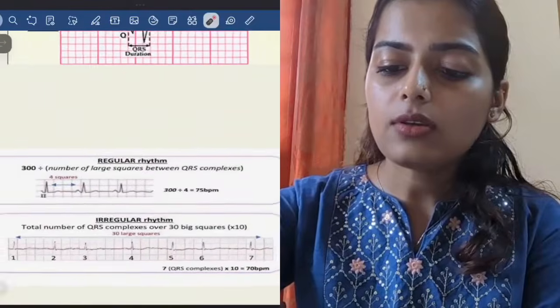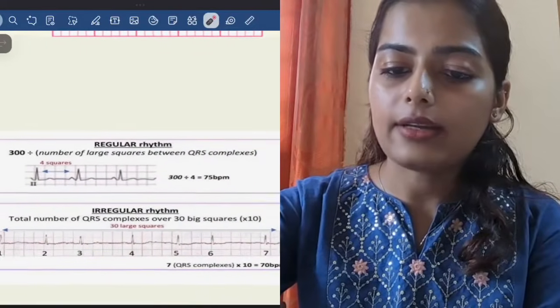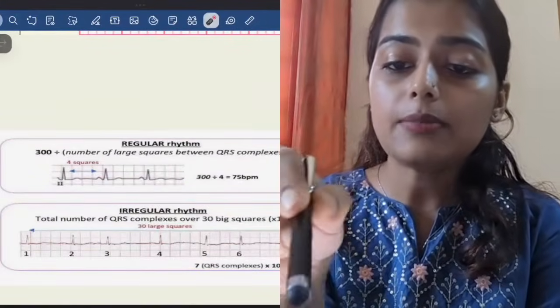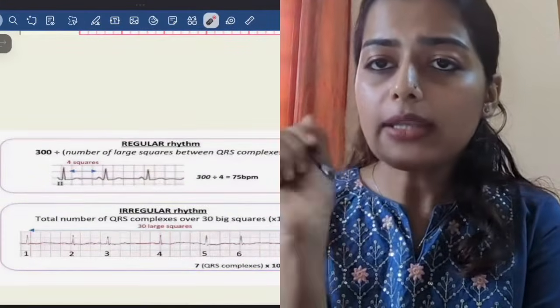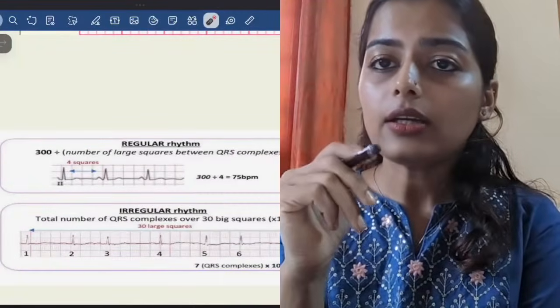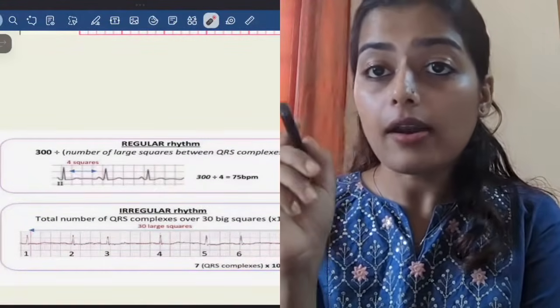So we have certain formulas for calculating heart rate from an ECG. First scenario is when the rhythm is regular. When the rhythm is regular, we have two formulas. For that, we should identify the RR interval.